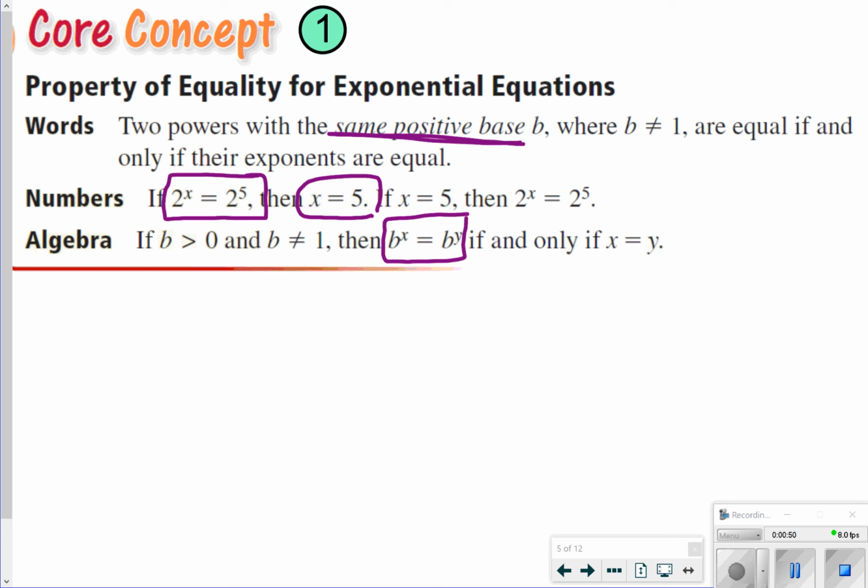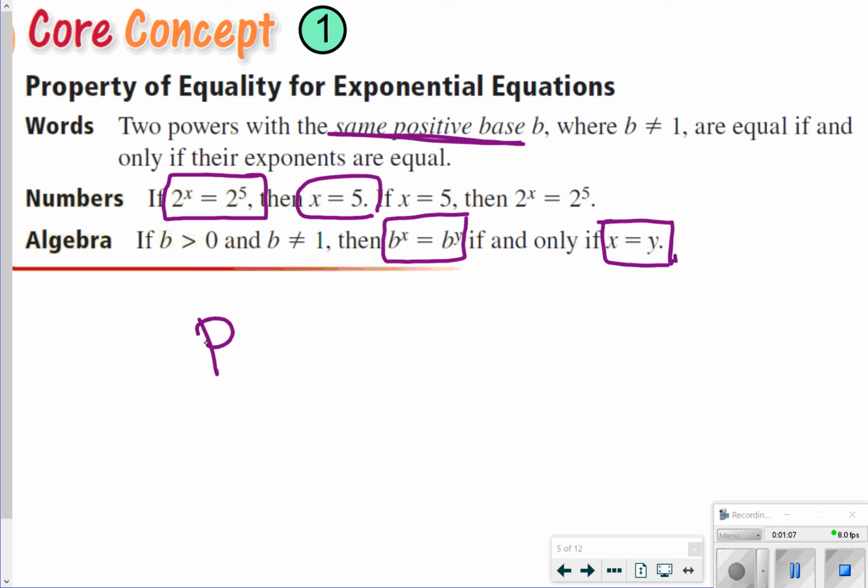Remember, b has to be bigger than 0, but it can't be 1. As long as that is true, when you have b to the x and b to the y, x will be equal to y. So we're just basically trying to figure out how can we get our exponents equal to one another, and then also possibly solve for a missing variable.